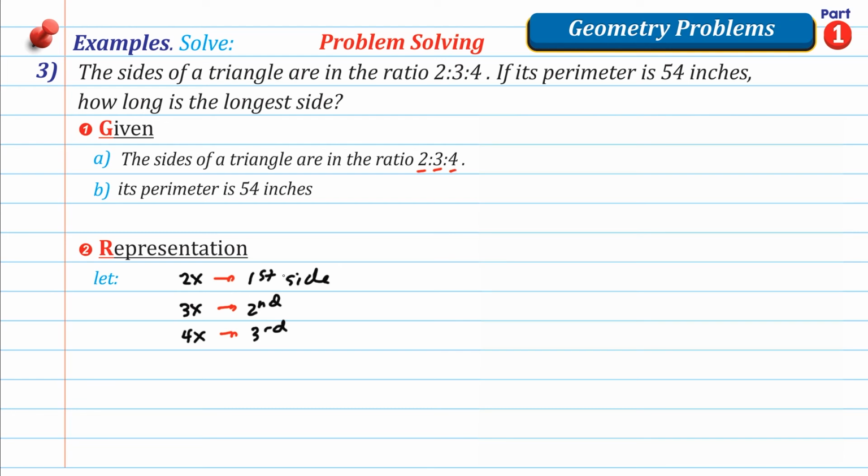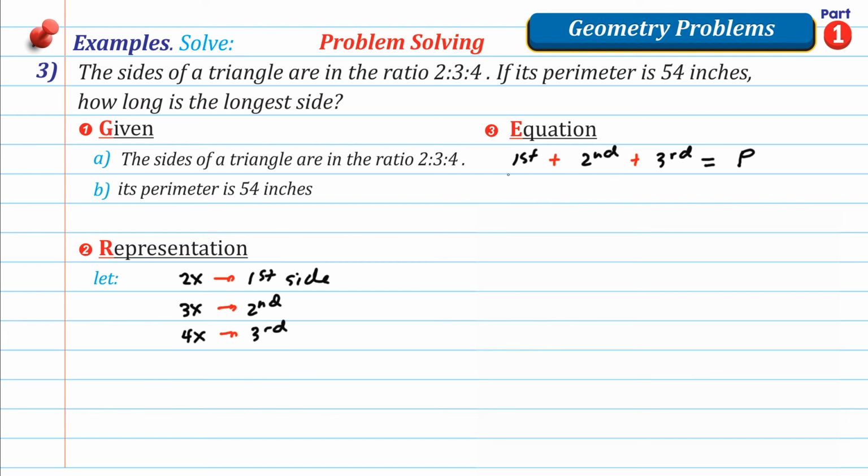Take note, 2 for 2x, 3x, 4x. Okay, now, representation done. This is one of the easiest representation you can do when you're given ratios. Next part, equation. Equation will come from the perimeter. So we know that the perimeter, which is the sum of all the sides, therefore first plus second plus the third should be equal to the perimeter.